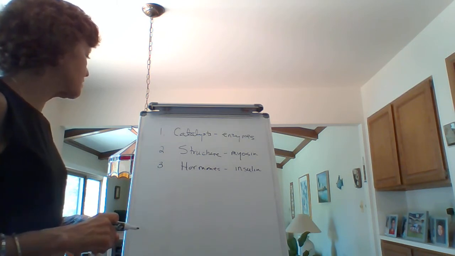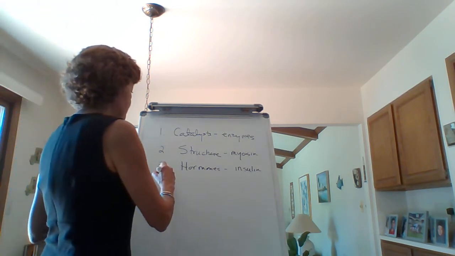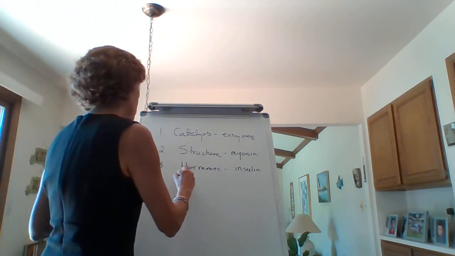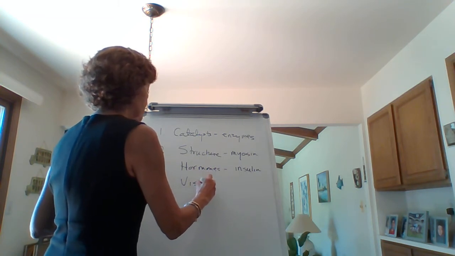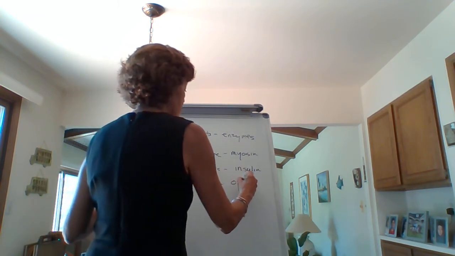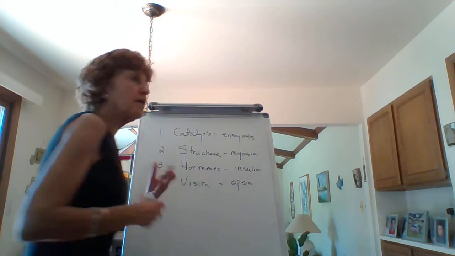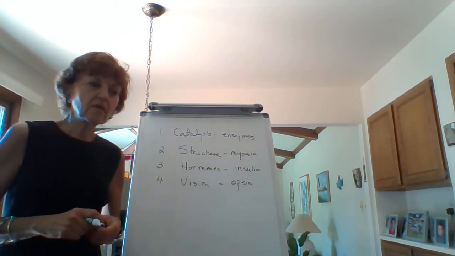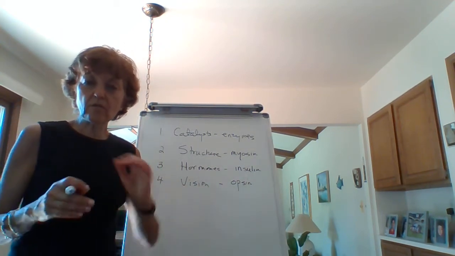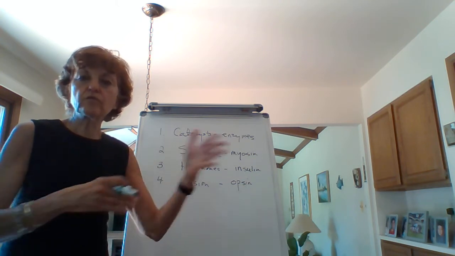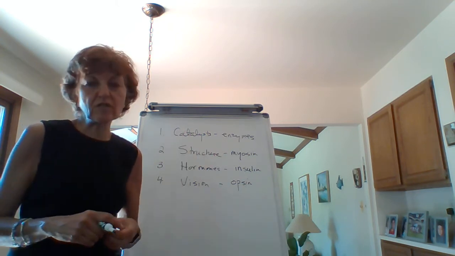There's, gosh, what else? There's vision. There's a protein called opsin that combines with vitamin A, the retinol, and it forms rhodopsin, helps you see, especially at night.